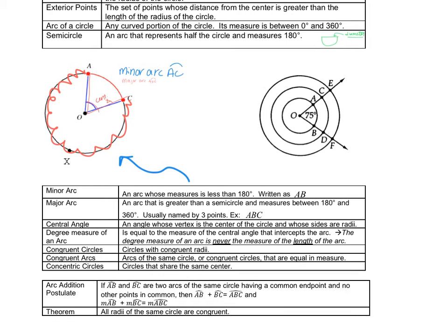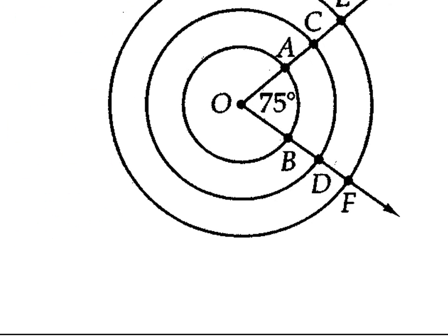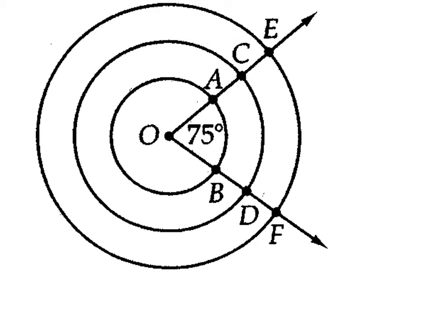Degree measure of an arc is equal to the measure of the central angle that intercepts the arc. The degree measure of an arc is never the measure of the length of an arc. So it's not like 5 centimeters. It's basically saying that your central angle is equal to your arc measure. So since this is 75, this is 75 degrees. This is also 75 degrees. They're all 75 degrees.